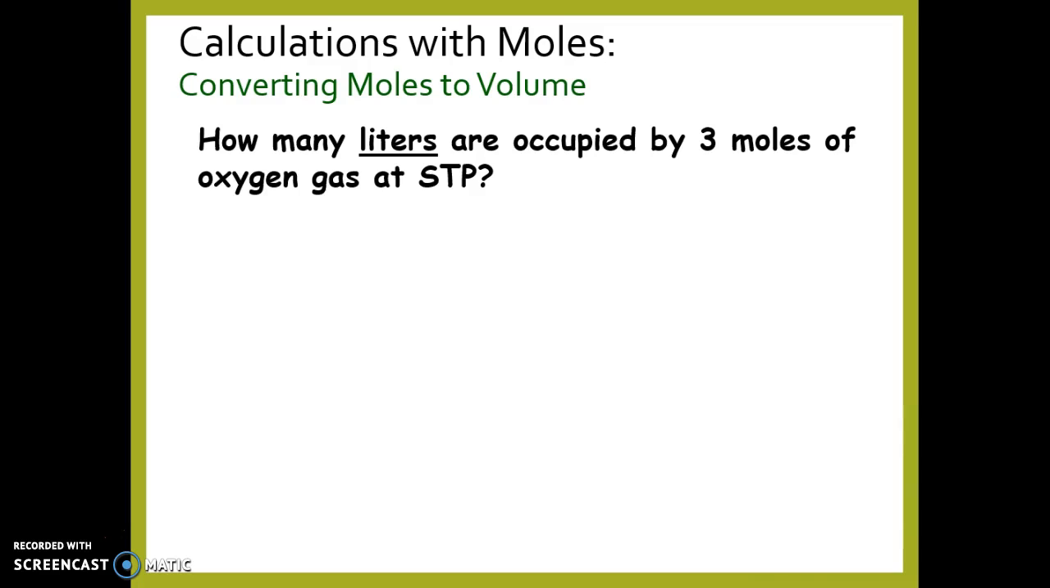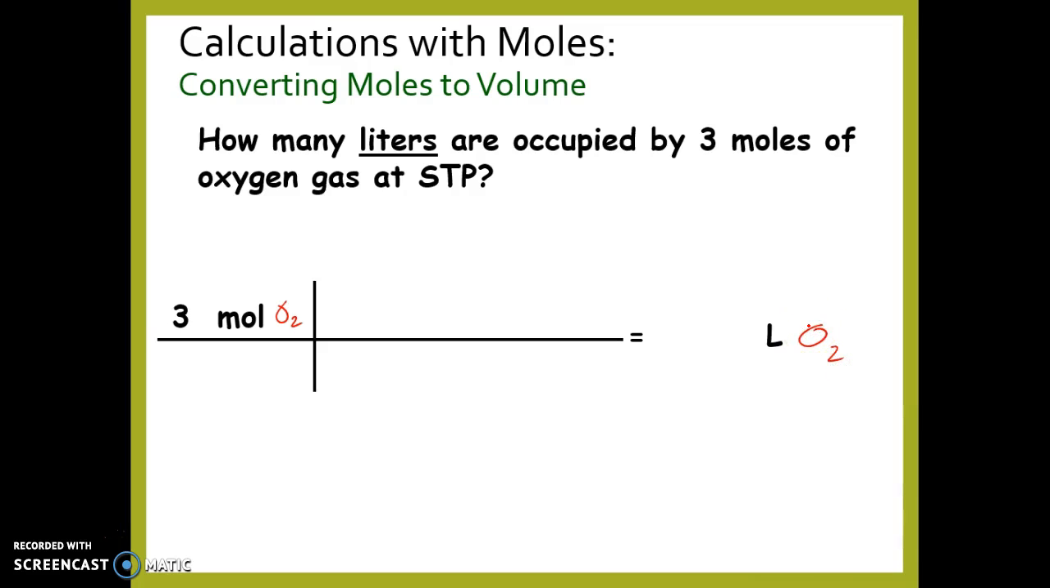3 moles of oxygen gas at STP. So that is our given. 3 is our quantity, and ours is given as moles of oxygen. We're looking for liters of oxygen. So again, we probably should put O2 and O2. Remember, oxygen is one of those that only comes as a diatomic molecule. So moles of oxygen go on the bottom, and 1 goes with that. And liters of oxygen go on top, and 22.4 goes with that.